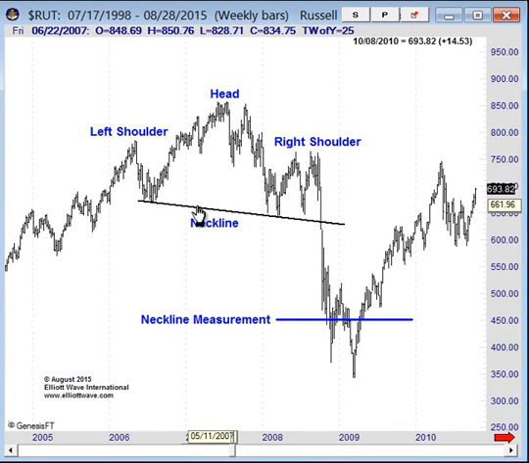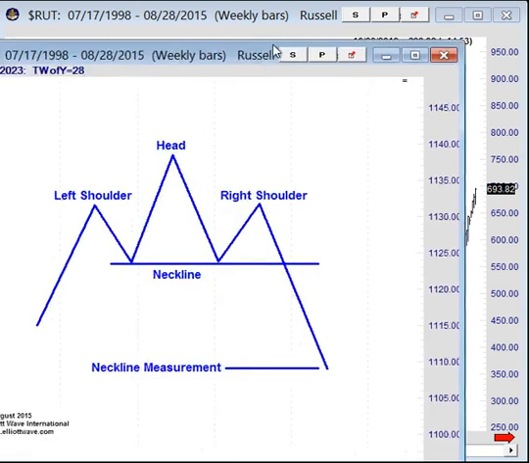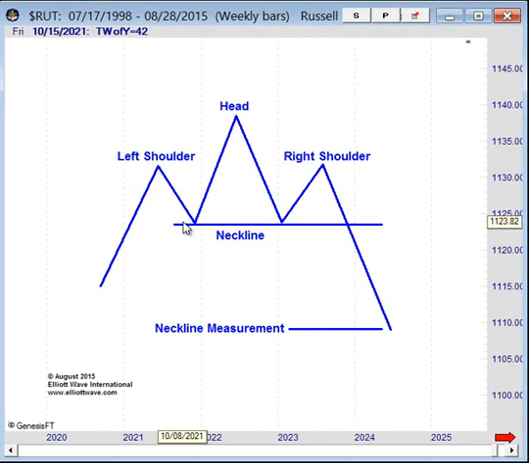I would also like to mention, notice this neckline right here, and how it slopes. Many times when you're drawing a head and shoulders formation, the ideal example is to have a horizontal neckline. Essentially you want the right shoulder to be of equal weight, both in price and time, to the left shoulder.